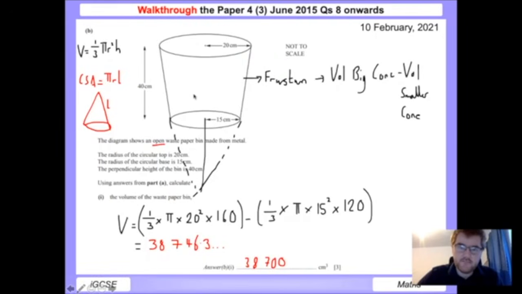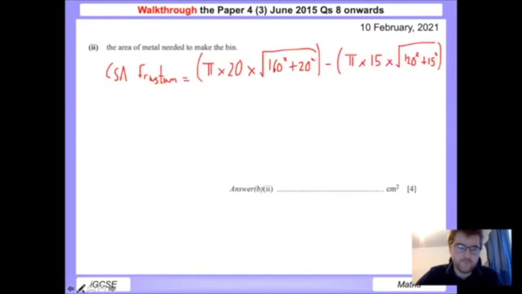So this part here. Okay, and what we need to do now is add in this extra circle at the bottom. So this is the bottom of the waste paper bin. So we need to add in pi times 15 squared, the area of the circle. So go back, plus 15 squared. And at this point, I'm going to put this all into my calculator.